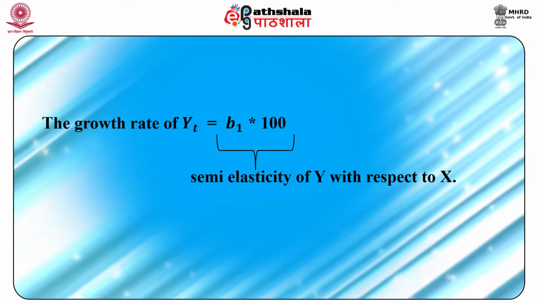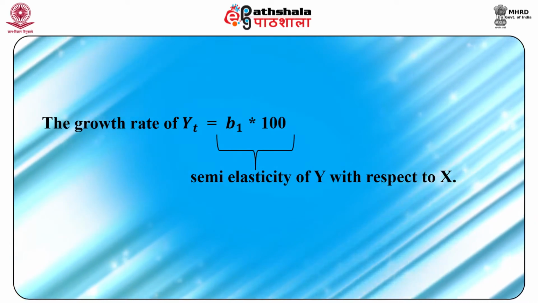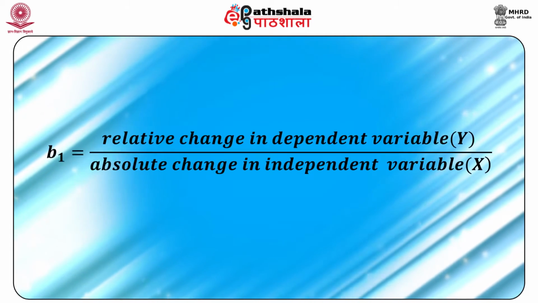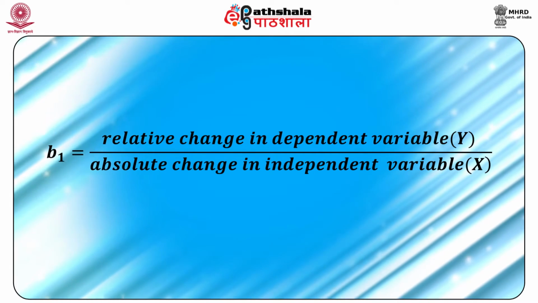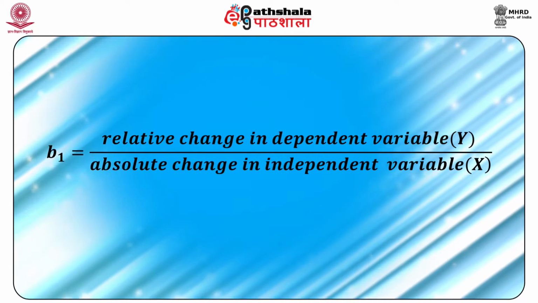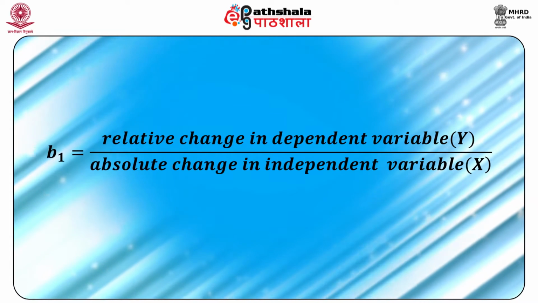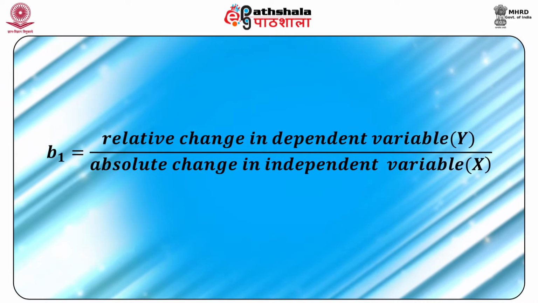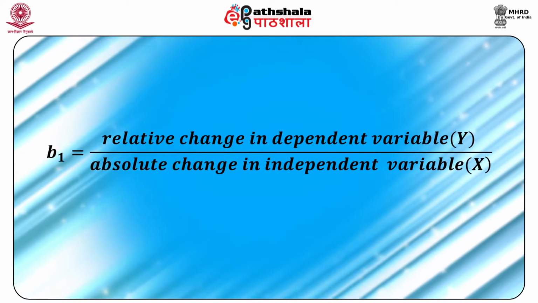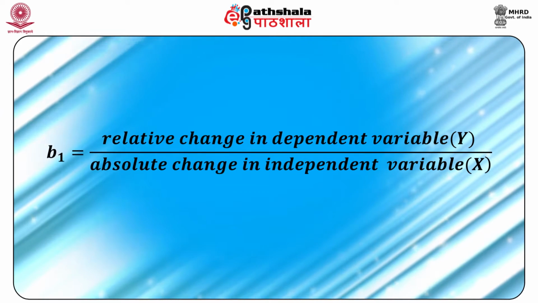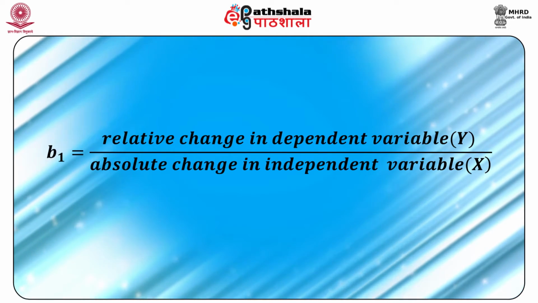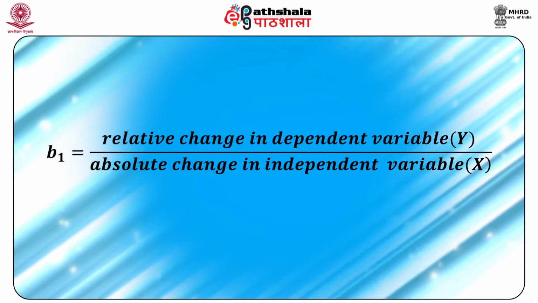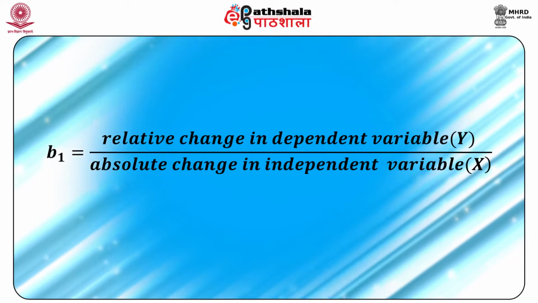So, multiplying b1 by 100 is also known as the semi-elasticity of y with respect to x. The b1 coefficient gives us the instantaneous growth rate of the dependent variable y. However, this is not the compound growth rate over a period of time. The compound rate of growth can be found by taking the anti-log of the estimated b1 and subtracting 1 from it, and multiplying the difference by 100.